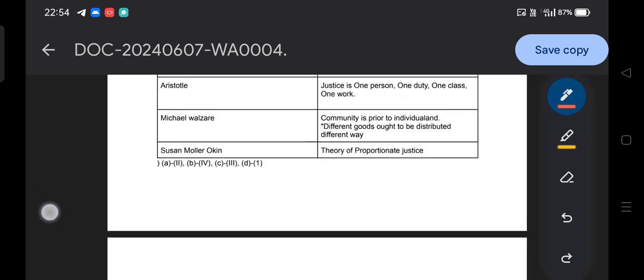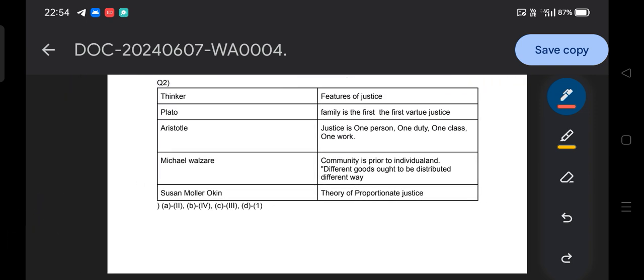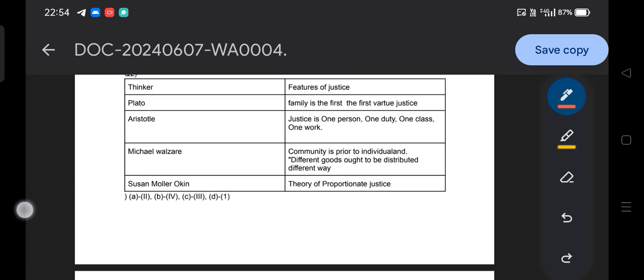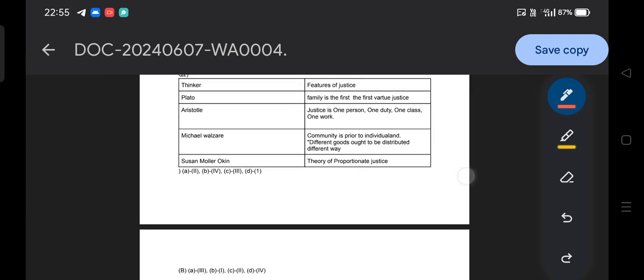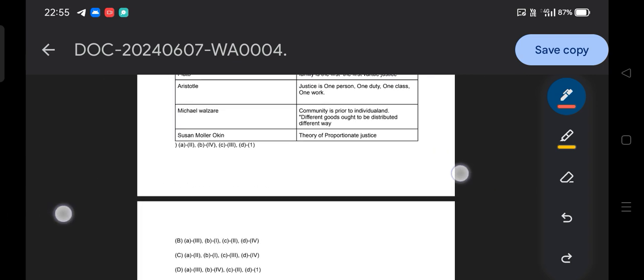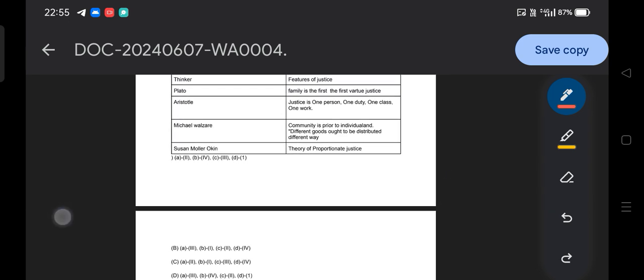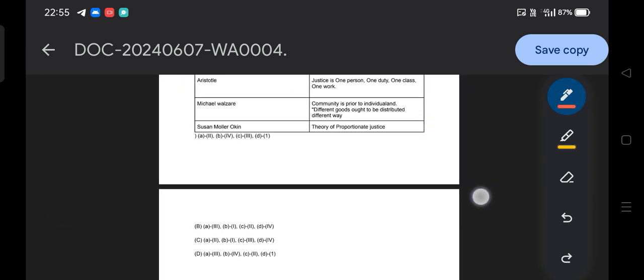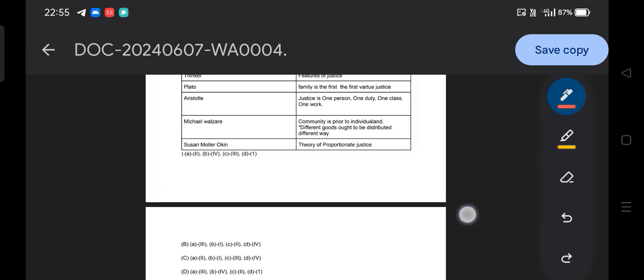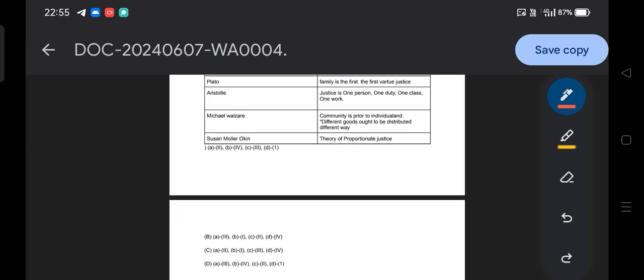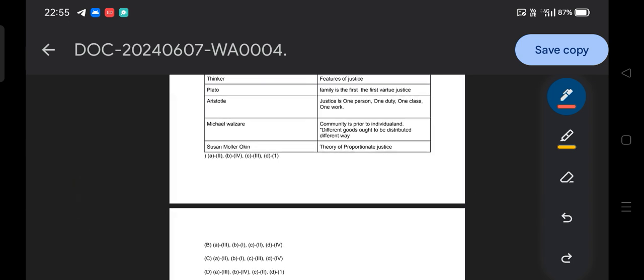The next question: there are thinkers and features of justice, and you need to match each thinker with what they mean by justice. Your time starts now, quickly everyone.